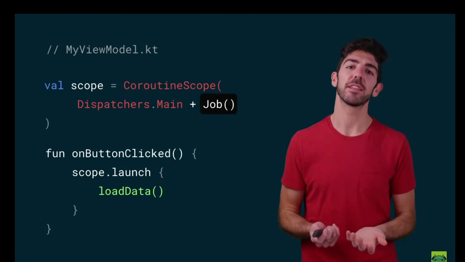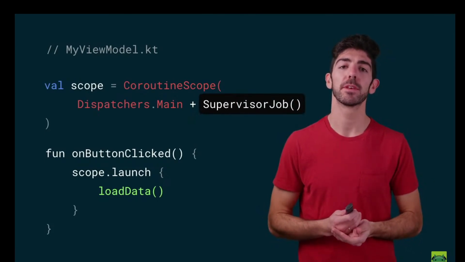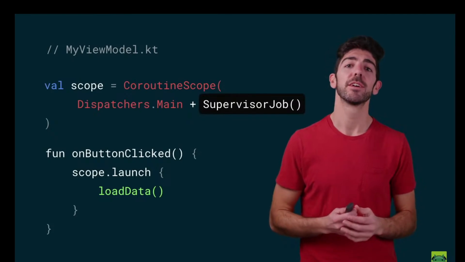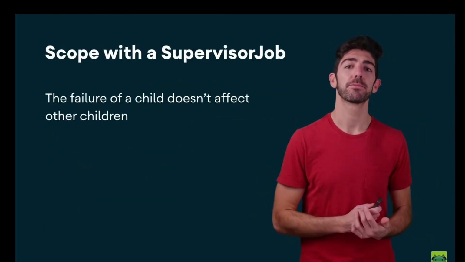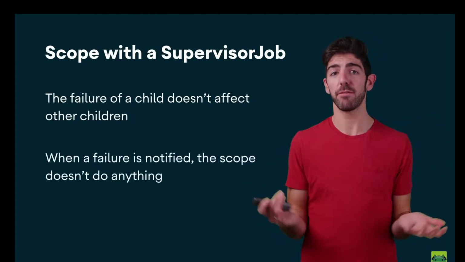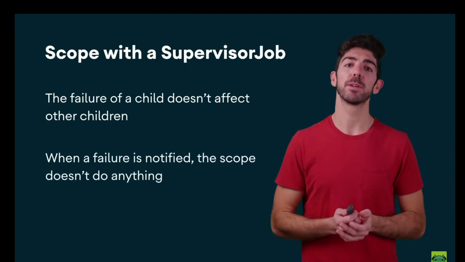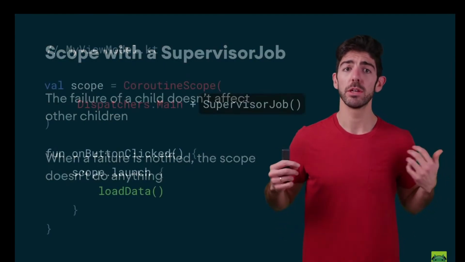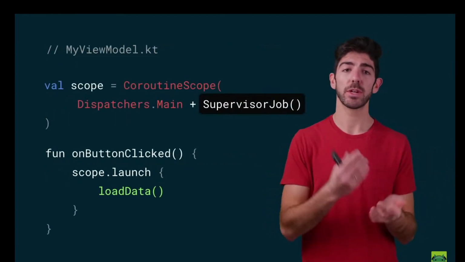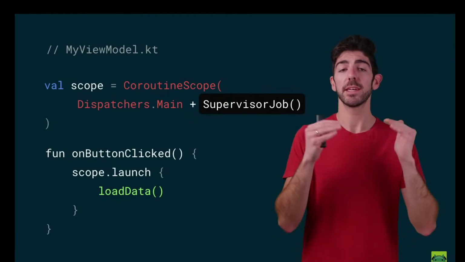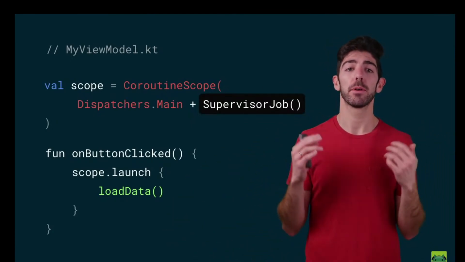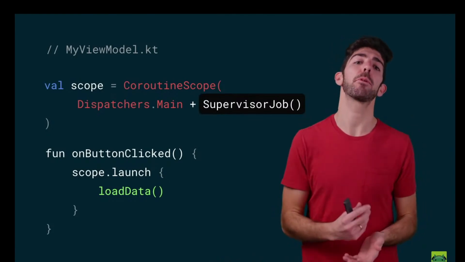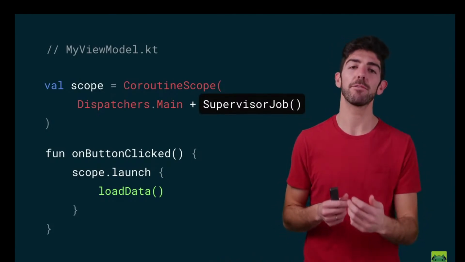So you can use the alternative, which is SupervisorJob. With a SupervisorJob, the failure of a child is not going to affect other children. So when a failure is notified, the scope is not going to do anything. In this case, if loadData throws an exception, the scope will say, okay, I have this exception, but it's not going to cancel other children. But FYI, the exception can still be propagated, so you might have to try-catch it.